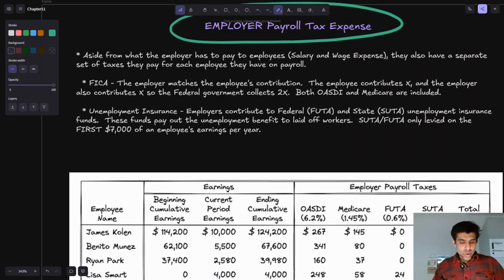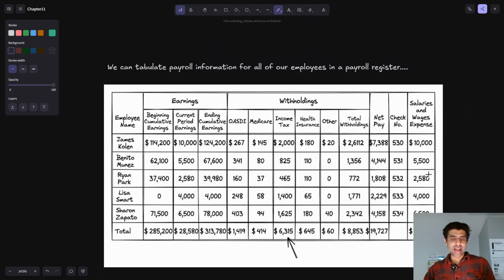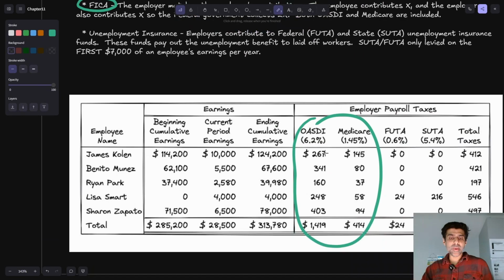So FICA is also the exact same amounts that you as an employee contribute. Your employer is going to match that exact same amount. So you're going to see the same numbers here. Okay, so you can see these numbers, they align exactly with these numbers because you are contributing this amount, your employer is contributing the exact same amount on your behalf. Okay, so the numbers are the same, but it's coming from a different place, right?